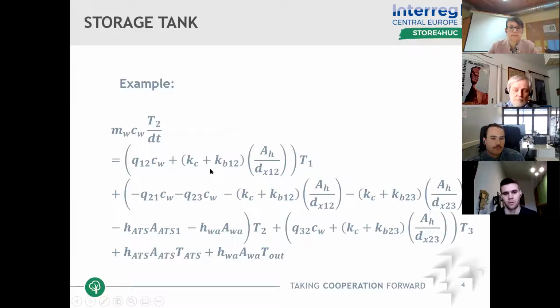We also have a lot of parameters here, like coefficients of heat exchange. These are KC, KB, and H parameters. We found these parameters and calculated them from the table of materials. But also, if we have measurements of temperatures, then we could calculate them from those, and they would be more precise.